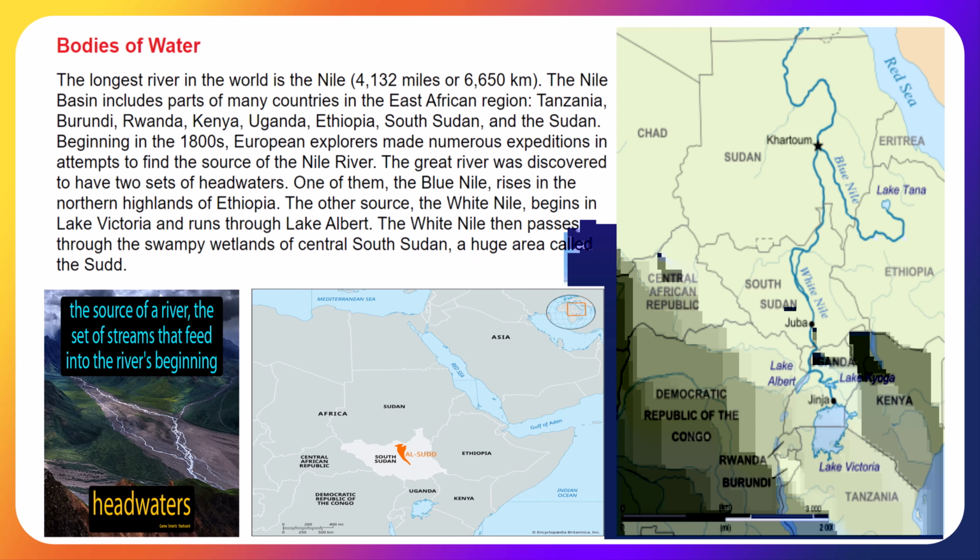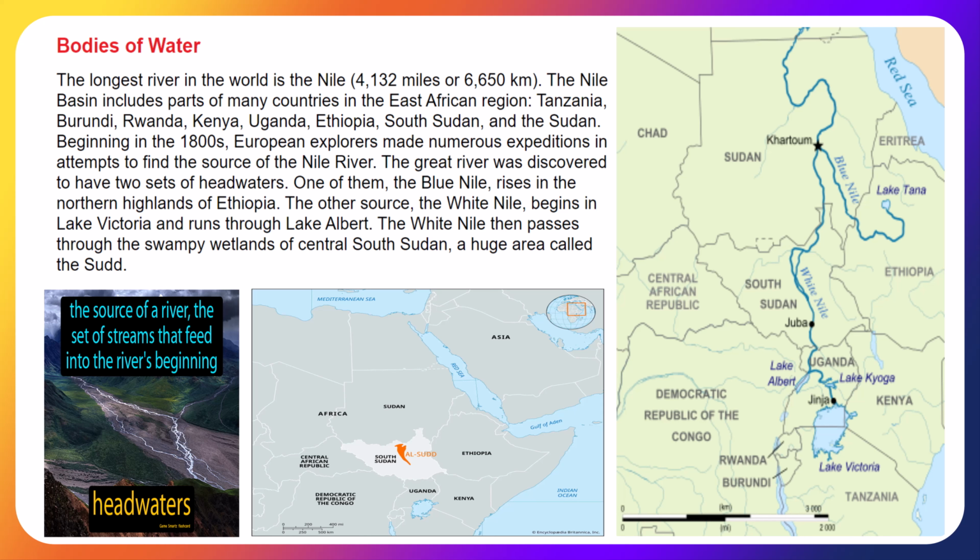Bodies of water. The longest river in the world is the Nile, and we've studied that in a previous chapter. The Nile Basin includes parts of many countries in the East African region, as you can see on the map. Tanzania, Burundi, Rwanda, Kenya, Uganda, Ethiopia, South Sudan, and the Sudan.